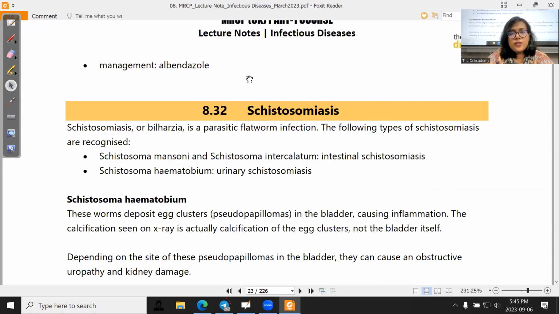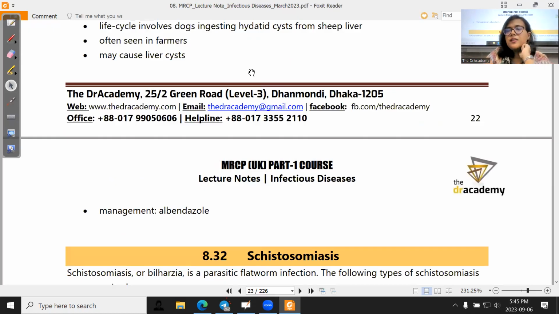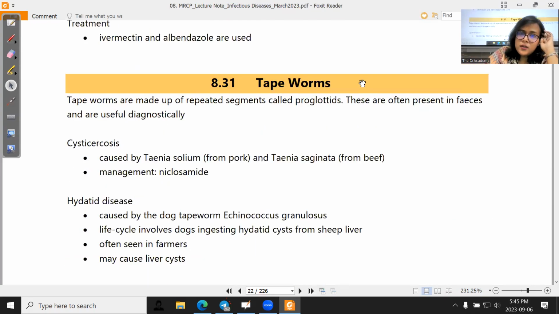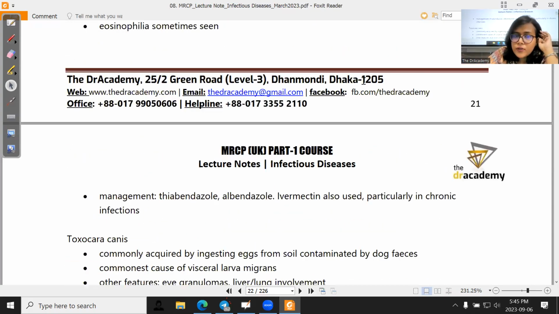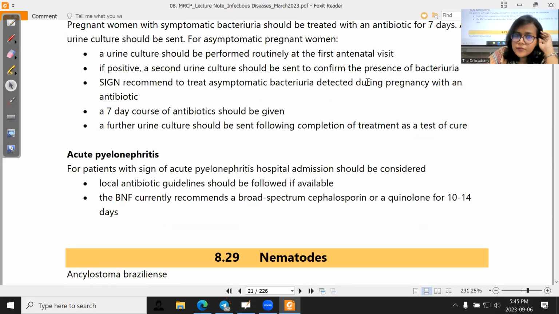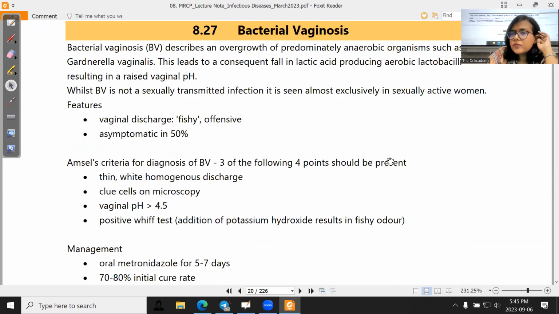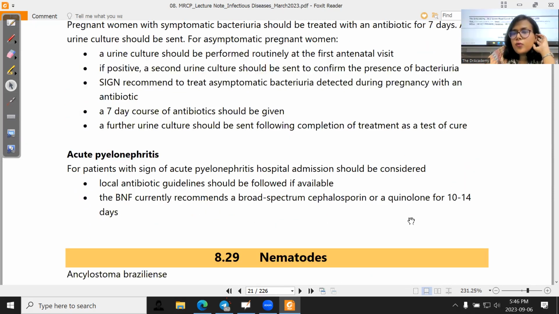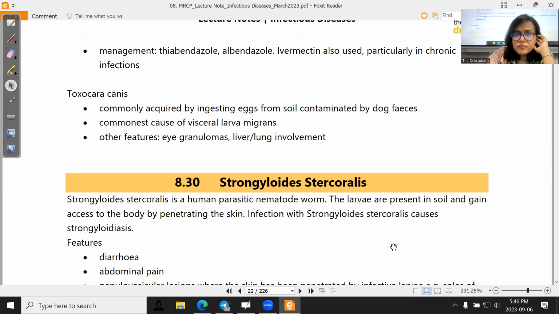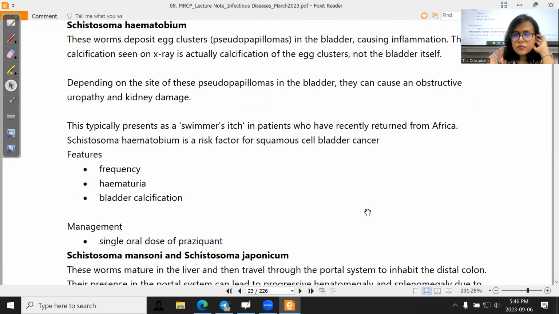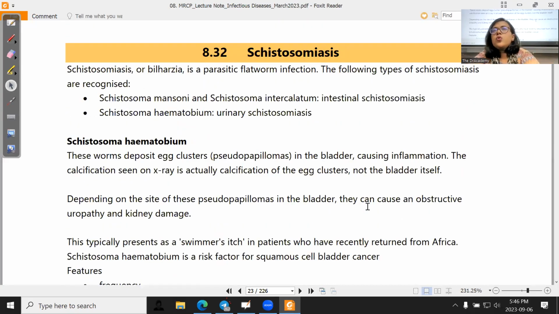So for any questions, from what I've discussed regarding the vaginal discharge or the sexually transmitted genital ulcer, and I've also gone through the Strongyloides stercoralis. Any questions from there? Okay, let's try to go through a little bit.